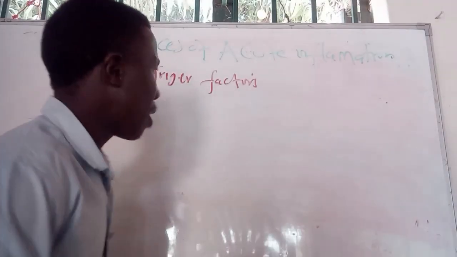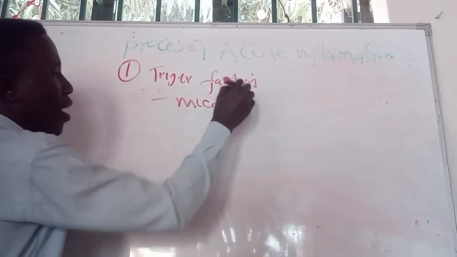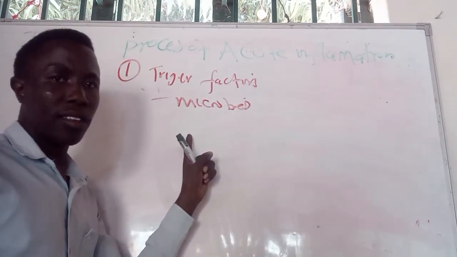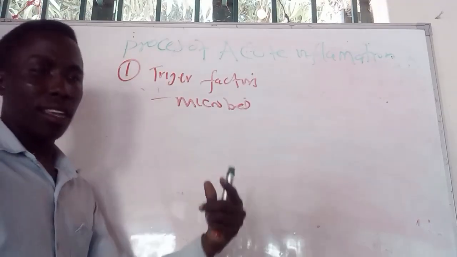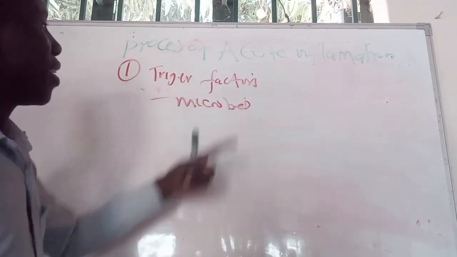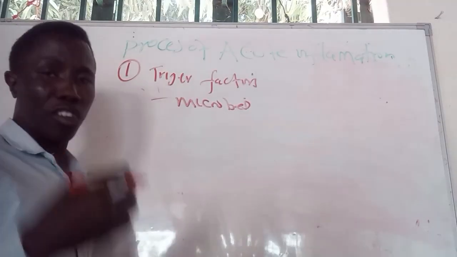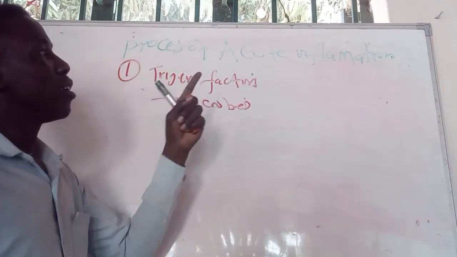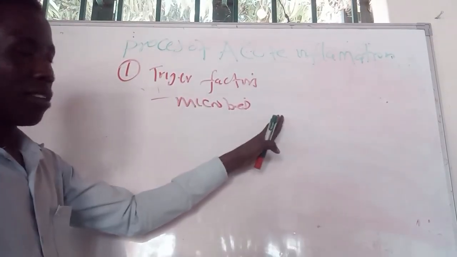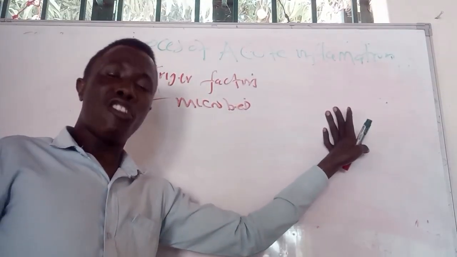The trigger factors here can be microbes. These microbes can be viruses, parasites, or any other microorganism. So the first one is the trigger factors. These trigger factors are like the causes. The cause must be present for the inflammatory reaction to take place. So the first thing you need to know is the presence of trigger factors. The presence of trigger factors helps to initiate the inflammatory response.